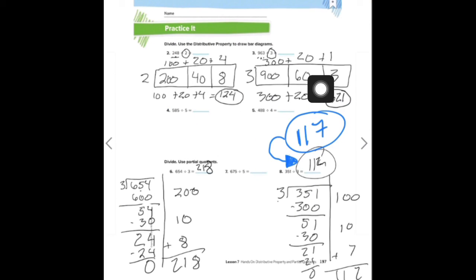Quick recap. I wanted to make sure you understood that on number 8, the answer is 117. I made a goof and wrote 112. So make sure that you write 117.